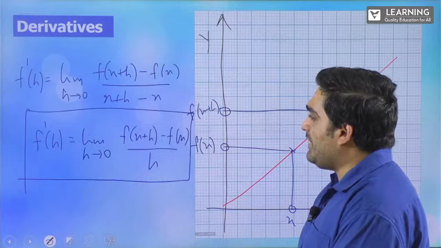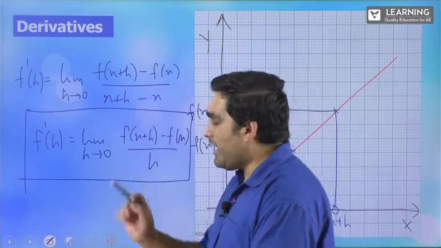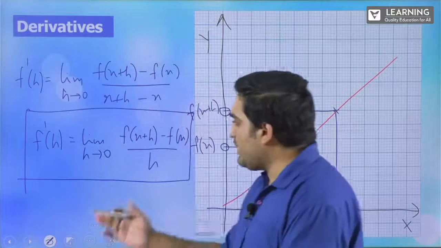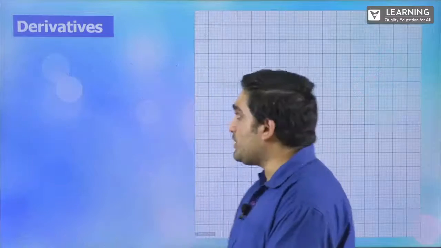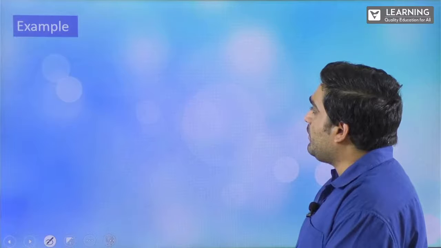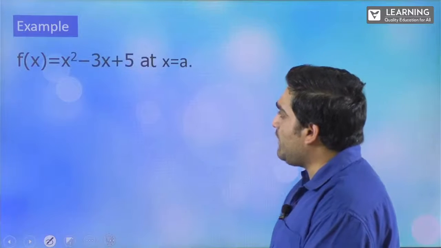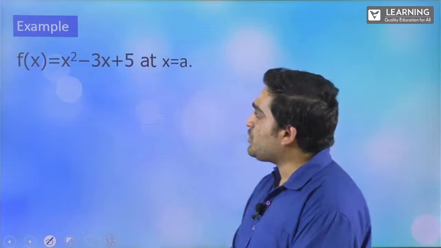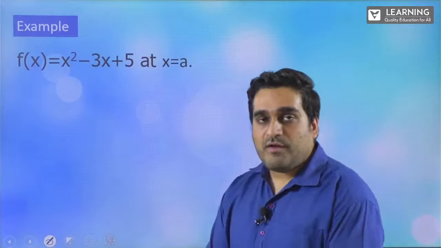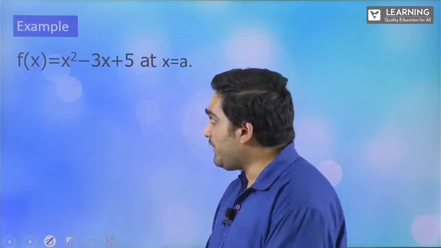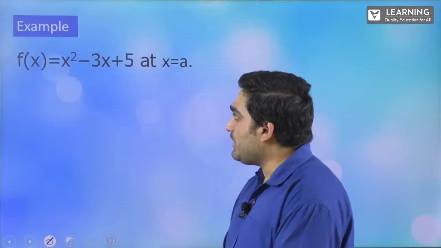Okay, so let's have a look at this by an example where we try to solve and find the derivative of a given equation. So here's an example where f of x equals x squared minus 3x plus 5 at x equals a. Find the derivative. Now, how do we find the derivative of such a function?